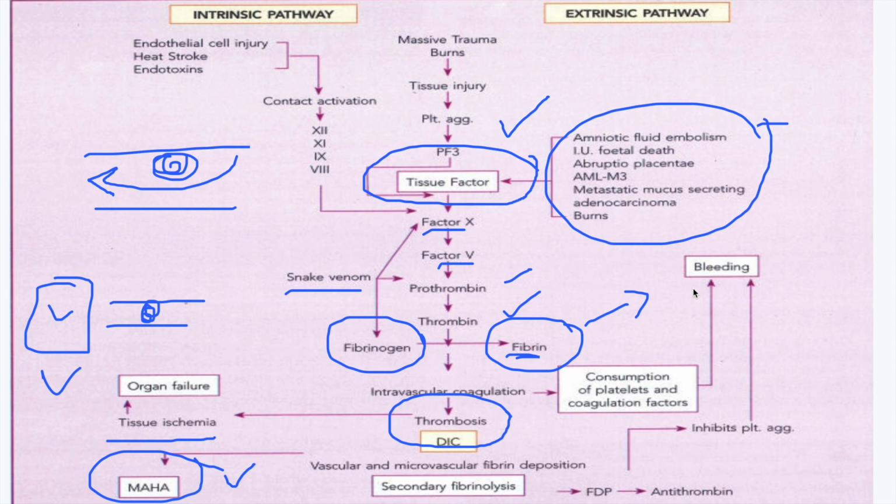Then because of increase in the fibrinolysis, there will be increase in the fibrin degradation products, and due to consumption of the platelets and the coagulation factors, there will be bleeding which will be taking place. So this is, in whole, the pathogenesis of DIC.